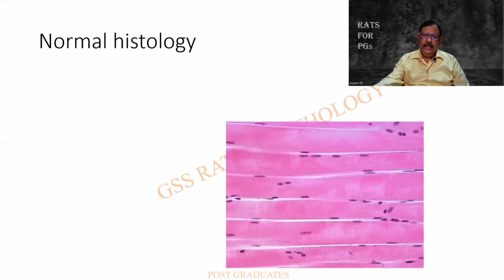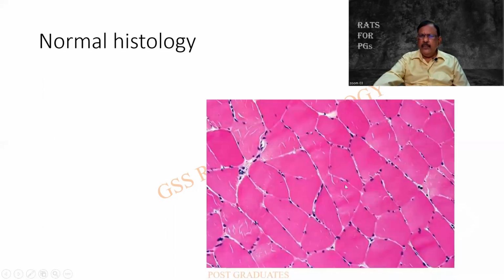Normal things first. When we say muscle, we have smooth muscle, cardiac muscle, and skeletal muscle. This is about the skeletal muscle, which is ribbon-like, almost uniform, with a peripheral nucleus showing cross striations. When cut across, I'll be able to get polygonal or hexagonal structures with the peripheral nucleus, a very thin limiting membrane and an interstitial space. Hardly any inflammation or fat.